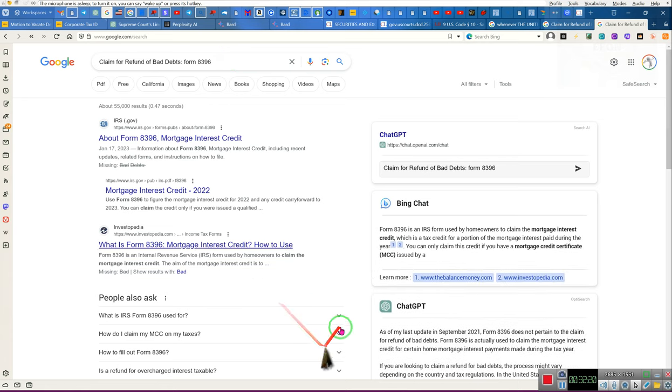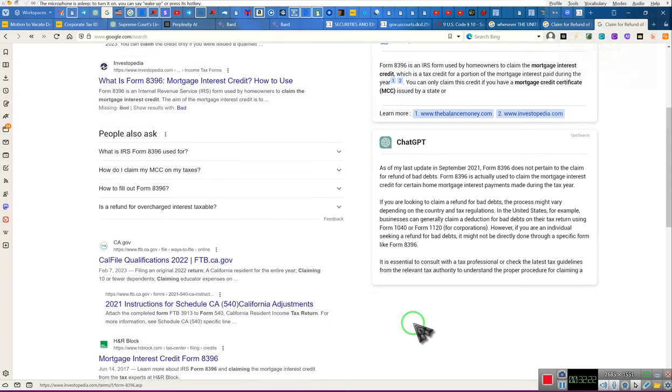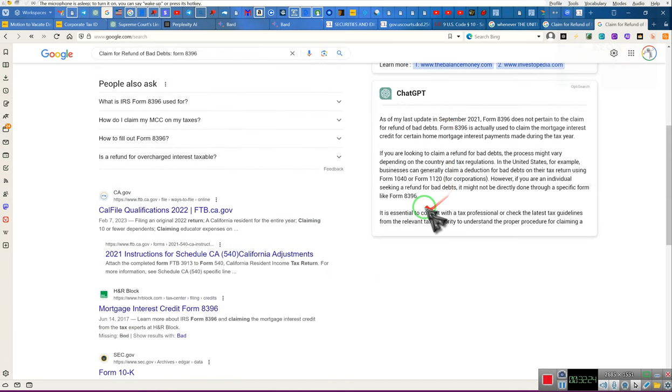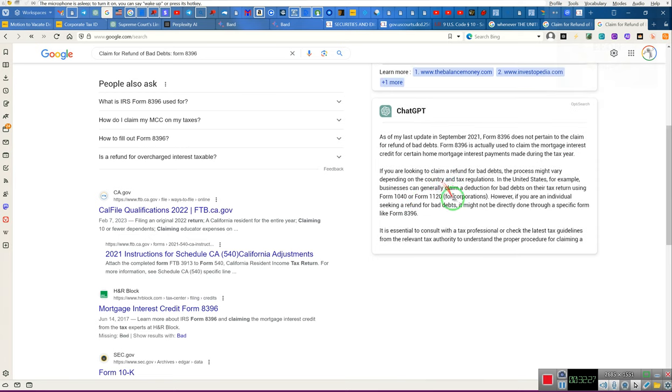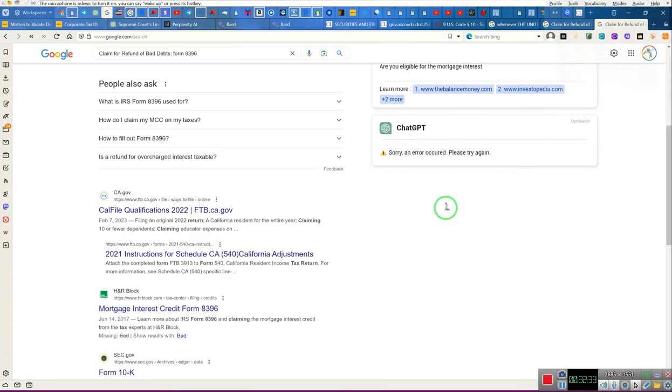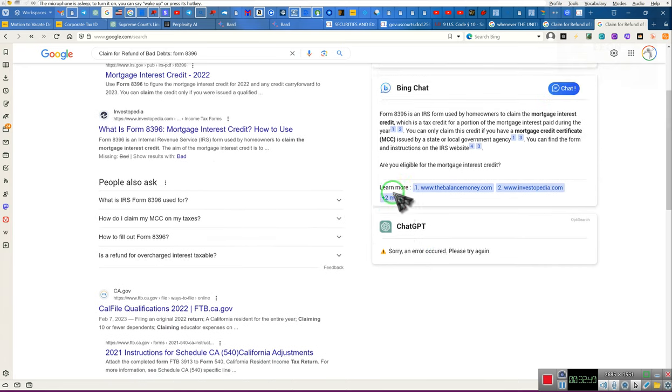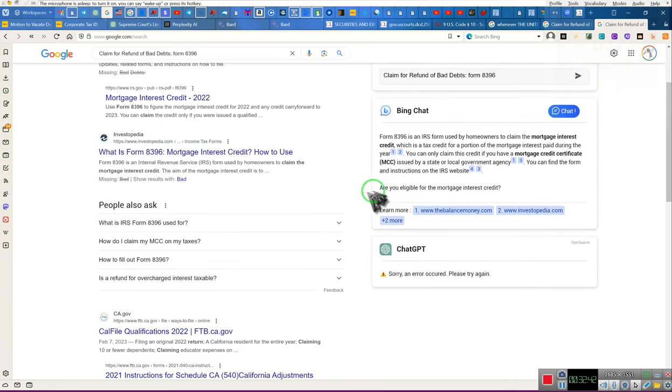Okay, thank you. Look at that. ChatGPT says it does not pertain. It says the Form 1120 for a corporation. However, if you are an individual seeking a refund for bad debt, he hung up on me. An error occurred. You see me showing that to the people? You see we got company.